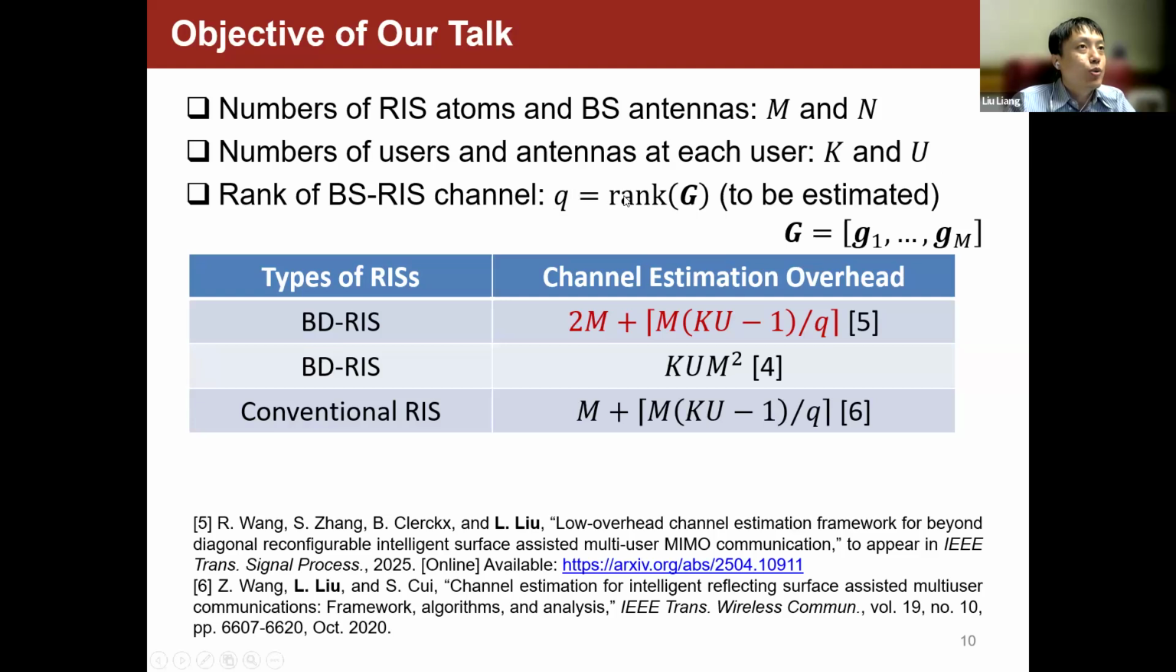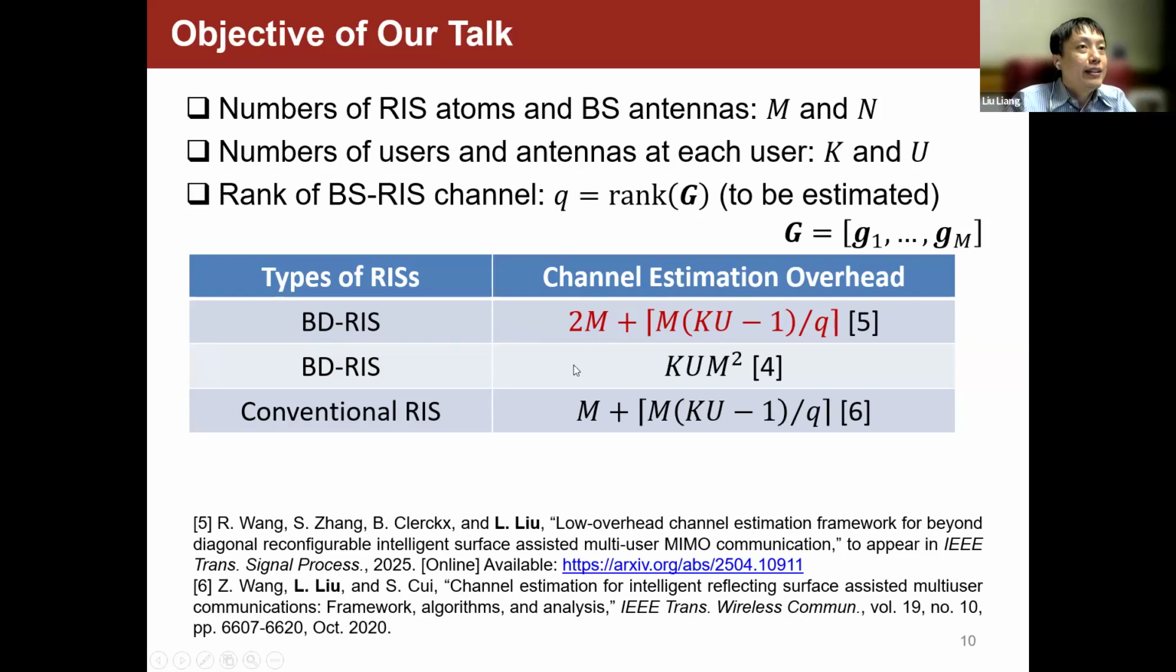And let's say Q is the rank of G. G is the channel from the RIS to the base station. And we can show that the overhead for channel estimation in BD-RIS aided communication is 2M plus some term. But the issue is that it is linear in M, not M squared.